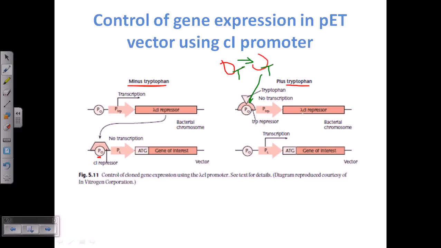After binding with tryptophan, it binds to the promoter and blocks the expression of this lambda CI repressor. So as there is no lambda CI repressor, nothing is there to sit on the promoter, so the transcription of our gene of interest can go on and the translation of the gene of interest can go on, so we can get our desired product. So in this case, the inducing property is shown by tryptophan. Just by adding tryptophan, we can reverse the gene expression effect inside the host cell.